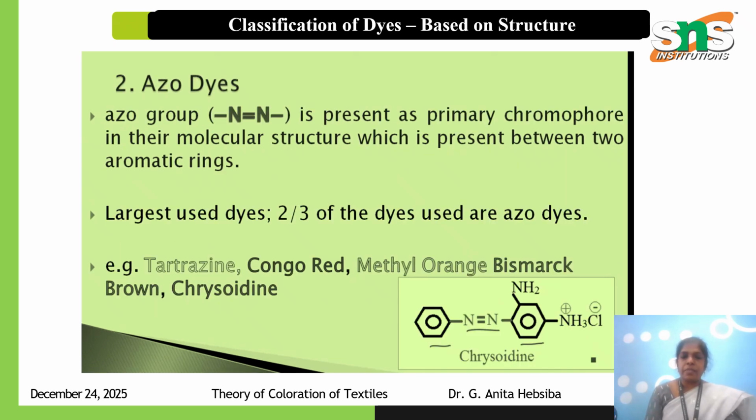So the next class of dyes is azo dyes. Here we have N double bond N, that is the azo group, present as the primary chromophore, which is present between two rings. Here you see there are two aromatic rings. Between these two rings the azo group is found. Azo dyes are the largest used dyes in the textile industry, and two-thirds of the dyes used are azo dyes. Methyl orange is a very famous common example. Congo red, Bismarck brown, chrysoidine and tartrazine are the examples.